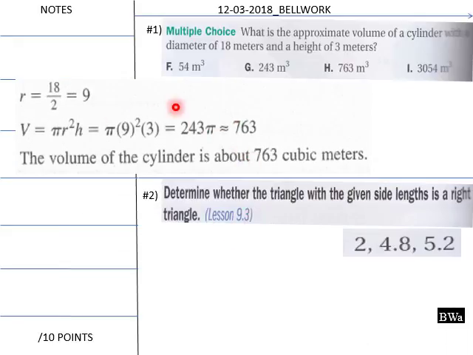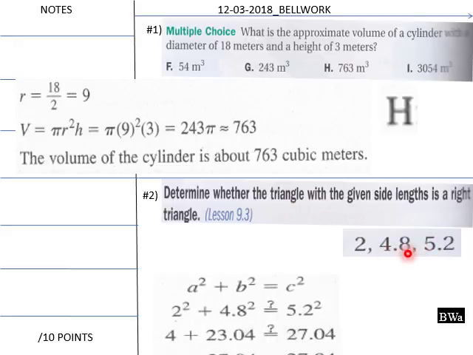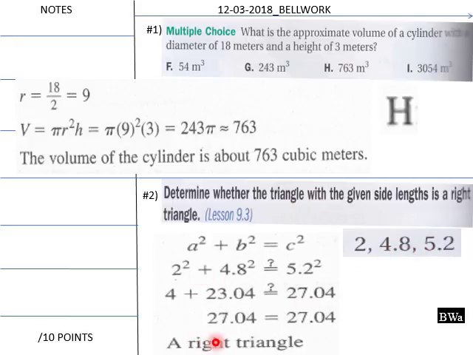And then here's your solution up here. What is the volume? Pi r squared h, right? Here's your formula. Plug in, you get 763 here. H would be the correct answer there. Then down here, is this a right triangle? Well, it is a right triangle. When you plug in here, this is your hypotenuse. These are your two sides. You square them. Do they add up to the hypotenuse squared? They do. So this is a right triangle.